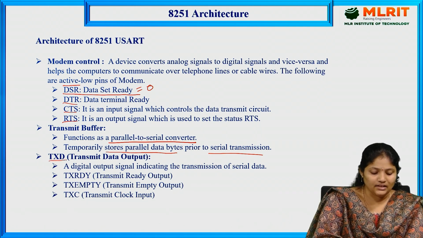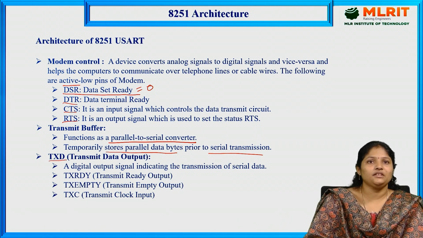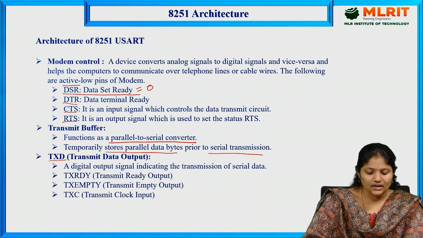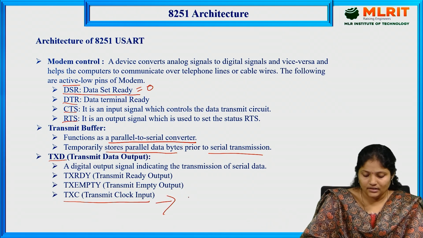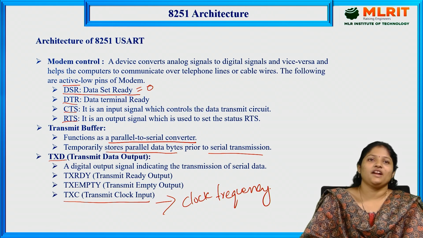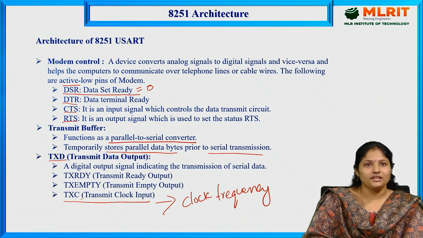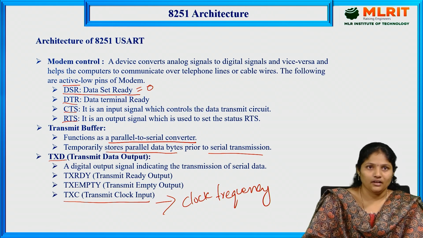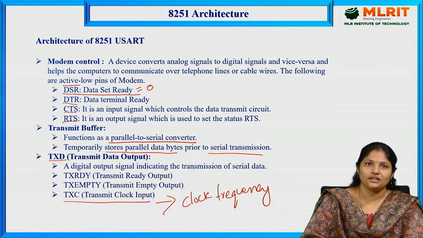So TXD is the transmit data output. TXD bar is used to transmit the data output. Here other pins will be there. TXC is the clock frequency, and it decides with how much baud rate the data will be transmitted. This is the input which we are giving to the 8251 USART. Depending upon the clock frequency, it will transmit the data over to the peripheral devices using 8251.